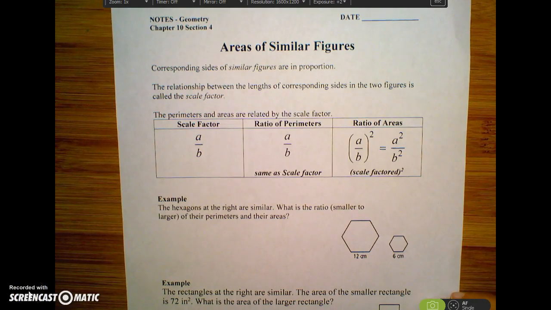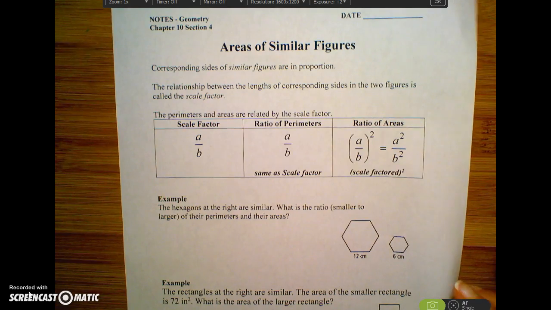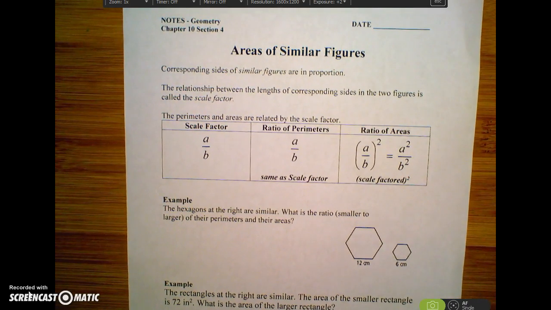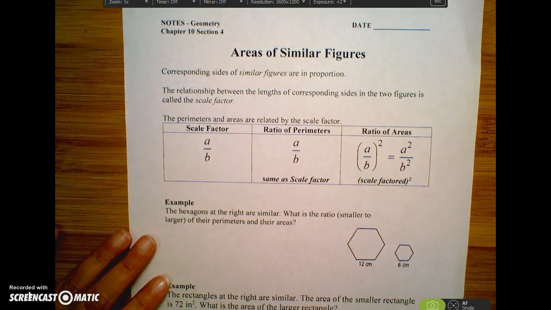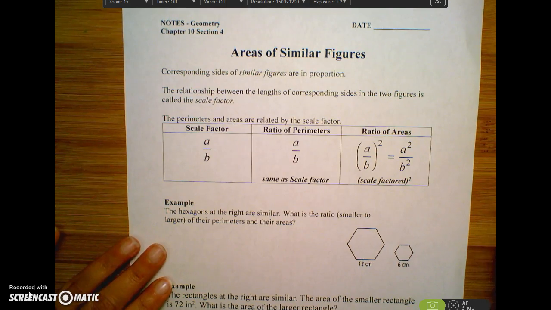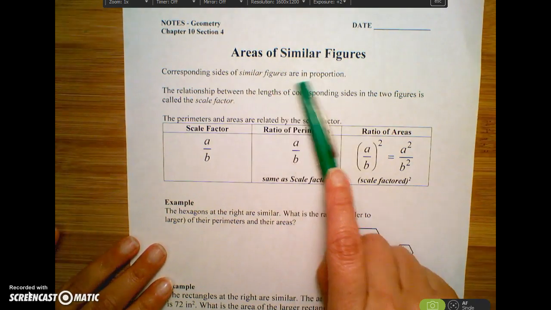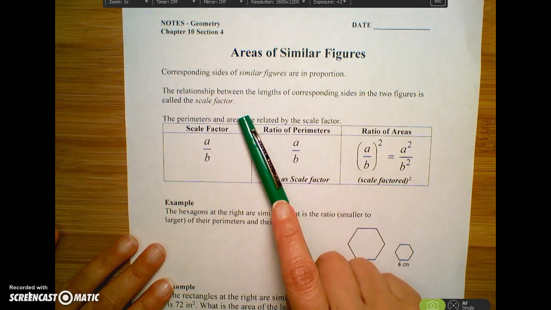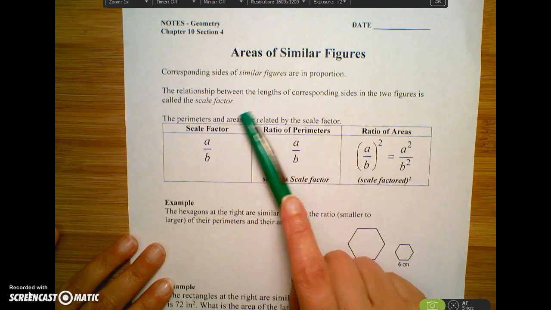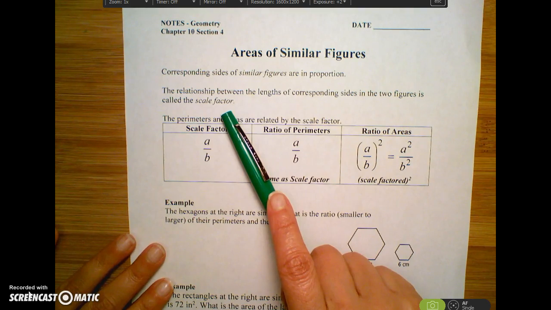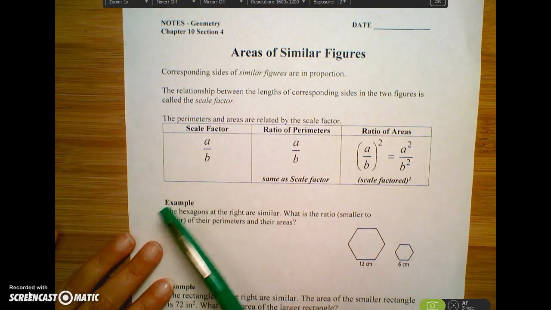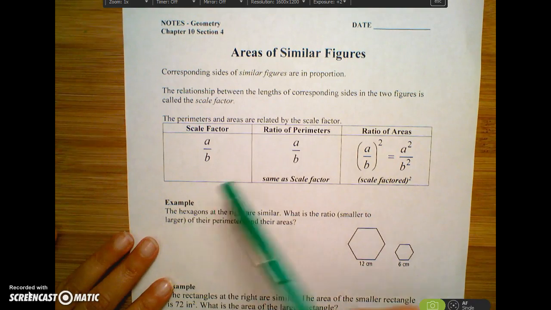Hi, we are looking at Chapter 10, Section 4, and we are interested in areas of similar figures. So, corresponding sides of similar figures are in proportion. This is something we know from a few chapters ago. The relationship between the lengths of corresponding sides is called the scale factor. Again, something we learned previously when we were studying similar figures.